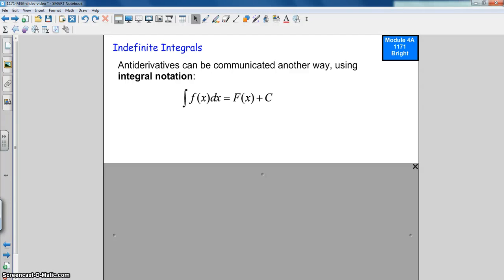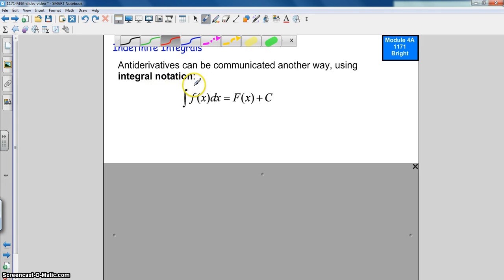In the last video, we introduced antiderivatives, and so now we want to look at another way of communicating that same idea using a different set of notation called integral notation. Recall that this was the general antiderivative that we introduced at the end of the last video. This is saying that the antiderivative of the function little f of x yields capital F of x plus some constant.